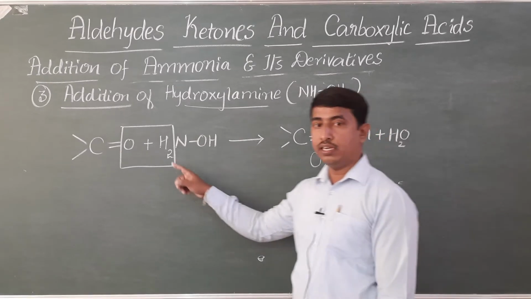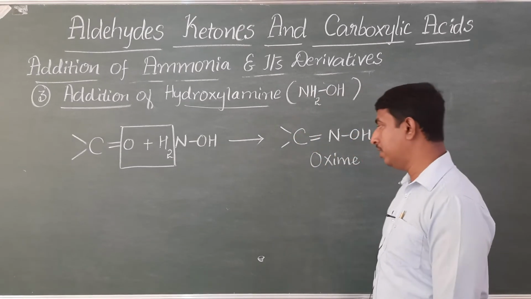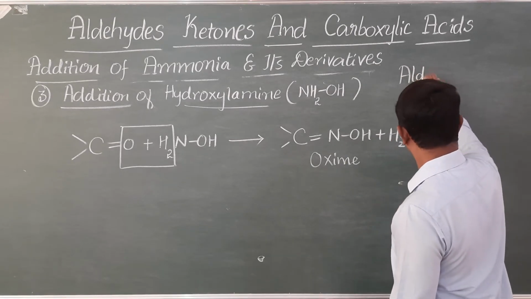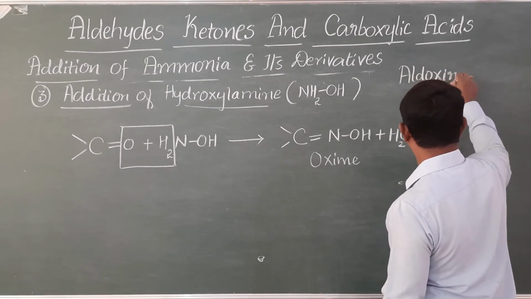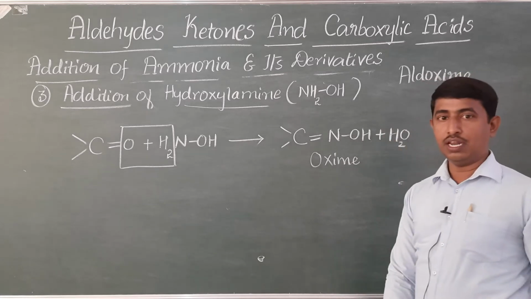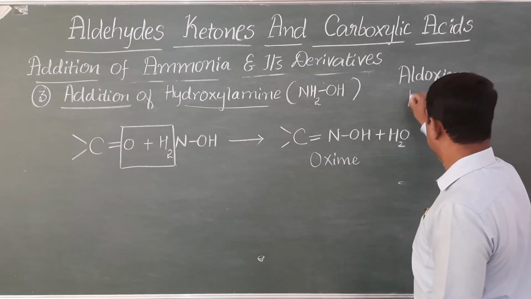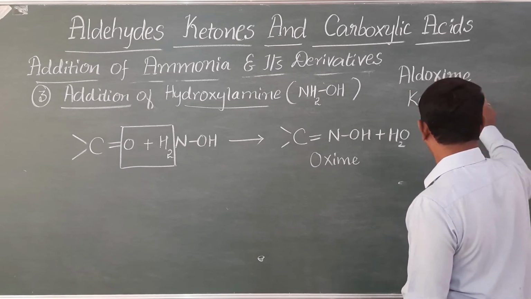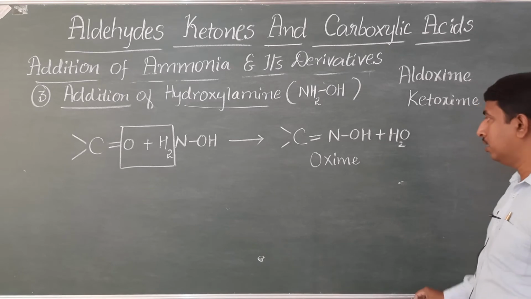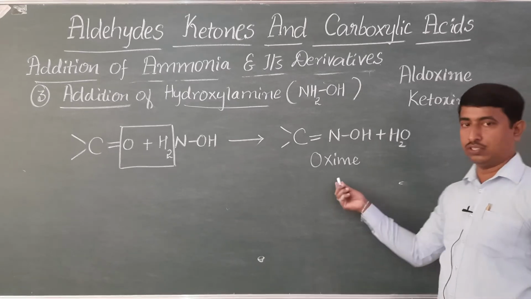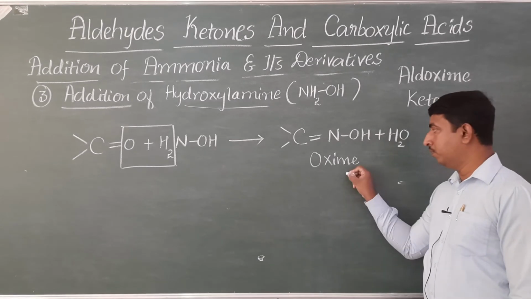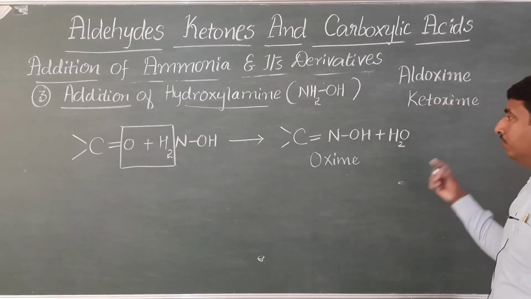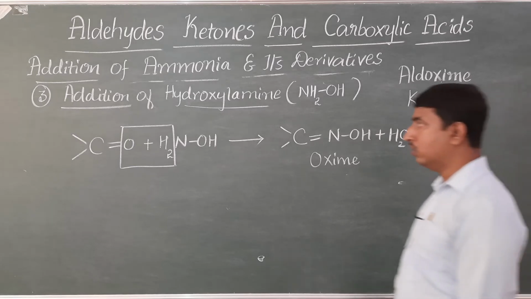So if an aldehyde reacts with hydroxylamine, it is called aldoxime. Reaction of aldehyde with hydroxylamine produces aldoxime. Reaction of ketone with hydroxylamine produces what? Produces ketoxime. So generally the product is named oxime. If it is aldehyde, it is aldoxime. If it is ketone, it is ketoxime.